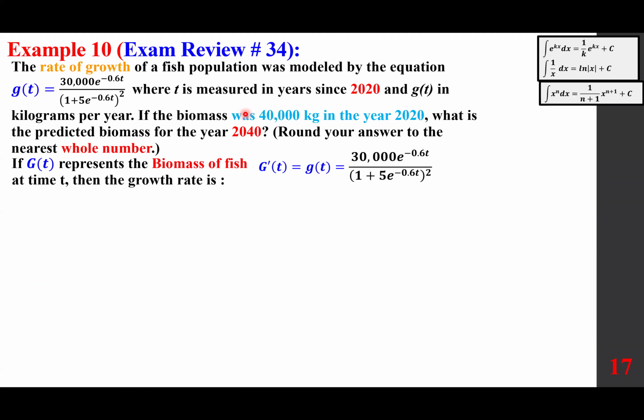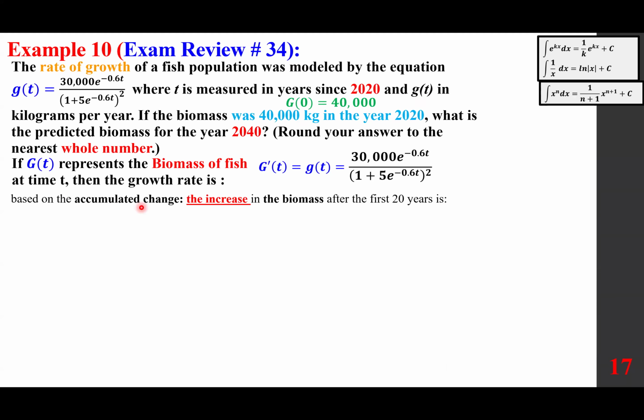So what is this? The initial value, capital G of 0, because this is the beginning, and whatever this one is, the difference, of course, is 20 years. And so the accumulated change theorem says, based on the accumulated change, the amount of increase over the course of 20 years, 2040 minus 2020, is the integral from 0 to 20 of g of t dt.